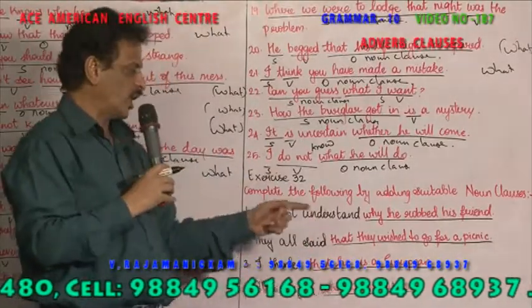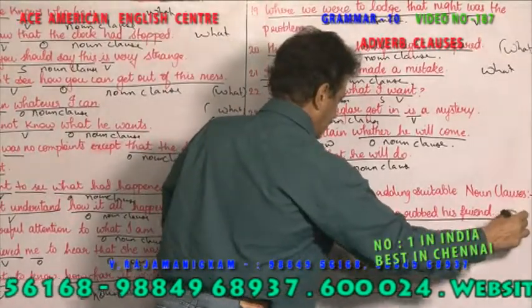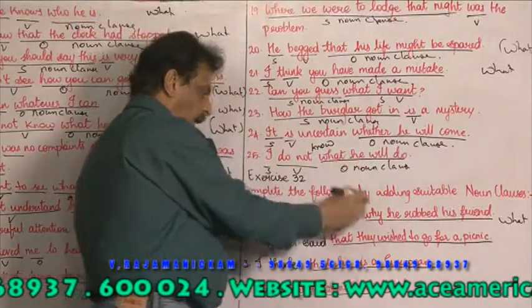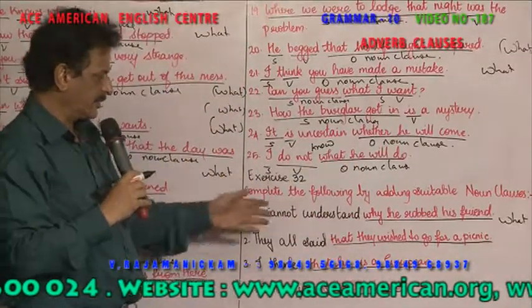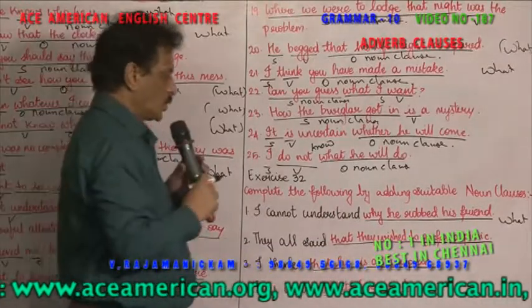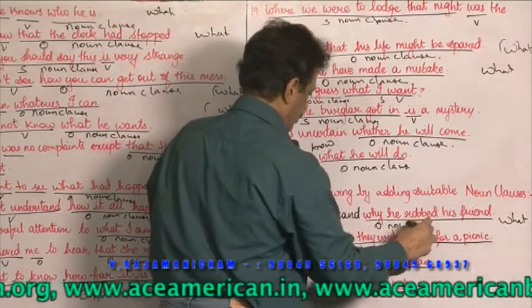I cannot understand what. You ask a question, what? And the answer you get should be a sentence with a subject and a predicate, where this sentence is dependent on the main sentence. So, you have to use why, that and what in between the sentences. So, this becomes an object and it is a noun and it is a noun clause.